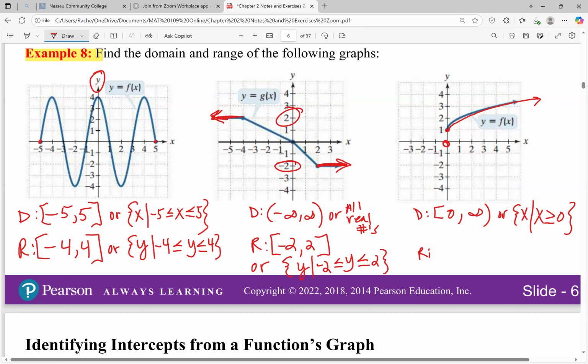Now for the range, if we look in the vertical direction, the lowest y value on this graph is 1. So y could be 1 and anything higher, right? Because you see how this graph is going to keep continuing to increase forever. So it's going to go from 1 to +infinity. And that's going to be my range. Or I could say all values of y such that y is greater than or equal to 1. So 1 to infinity.